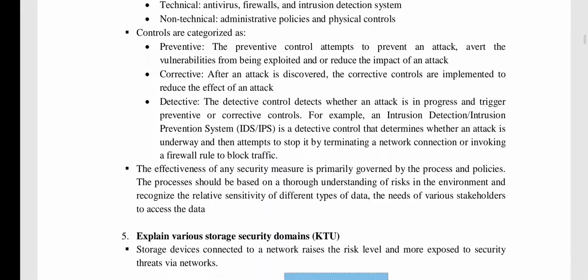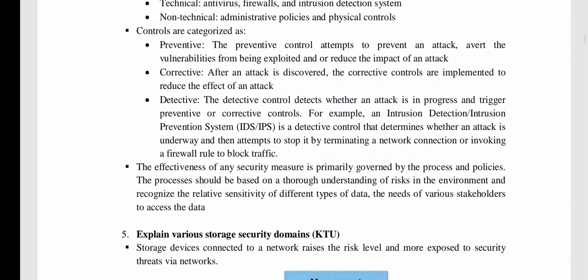Now controls can be broadly preventive, corrective, and detective. Okay, so preventive, to prevent an attack. Corrective, so once the attack is discovered you apply a corrective control to reduce the effect. Then detective, like the IDS, that is intrusion detection system, which detects whether an attack is in progress or would be triggered and so on.